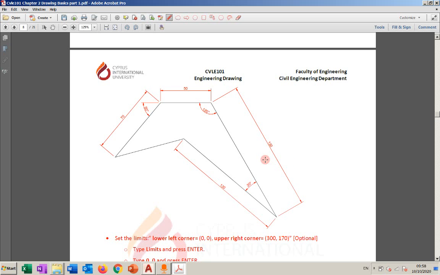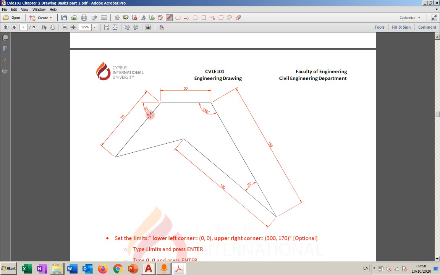Hello everyone, welcome back. Now we will start drawing this shape by using the third method, polar coordinate. Now maybe some of the students have in their mind, how do we know which method we have to use? Recall again according to the given information.